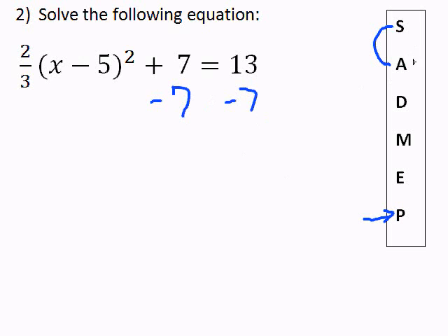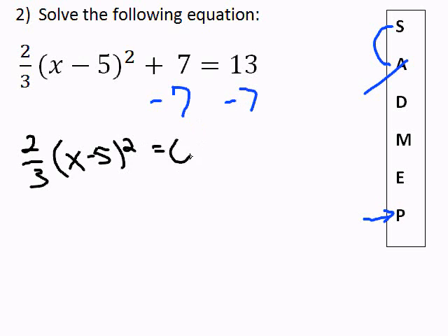I undid addition by subtracting 7 from both sides, giving us 2/3 (x minus 5) squared equals 13 minus 7 is 6.